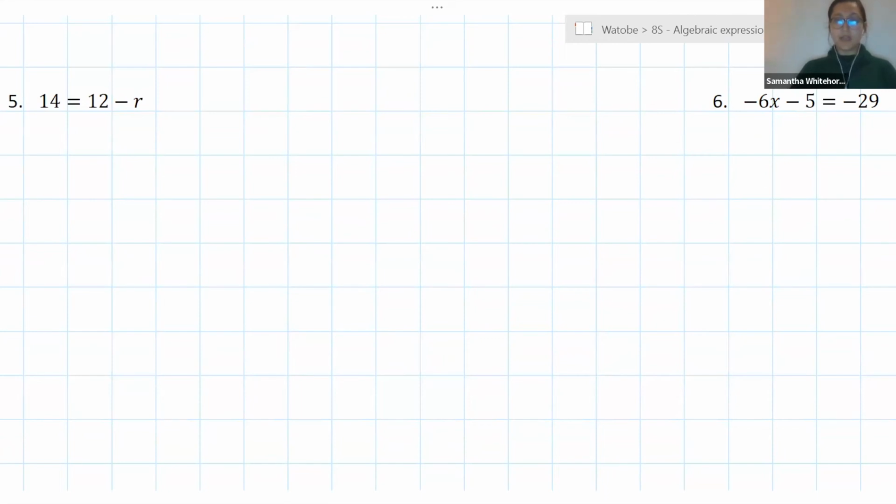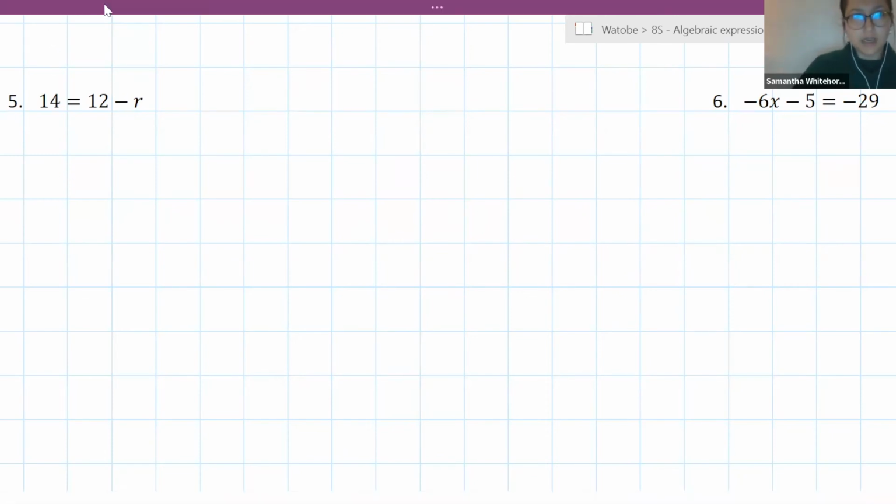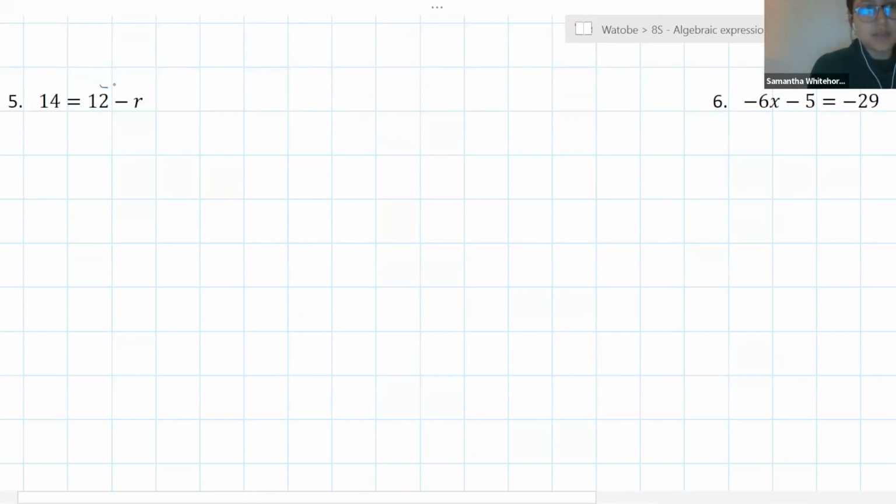Okay, guys, again, be careful of your signs. Make sure that we're taking into account our inverse operations. I'm going to give you a little hint for question 5. If you're going to keep r on the right-hand side, what we want to do is deal with that 12. Now, remember, 12 is positive, which means I have to subtract 12 on both sides. So just be careful there.